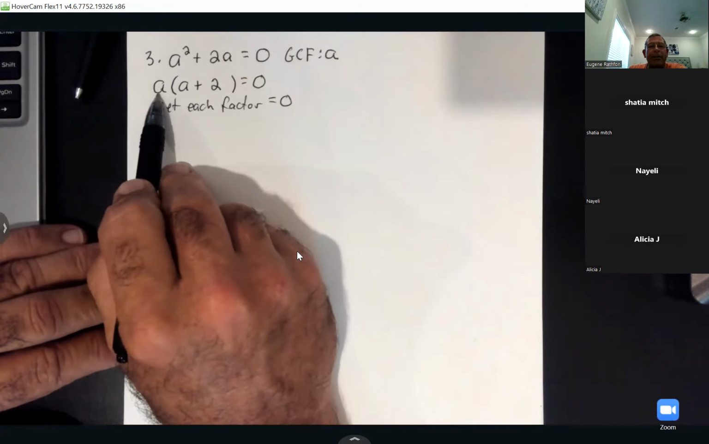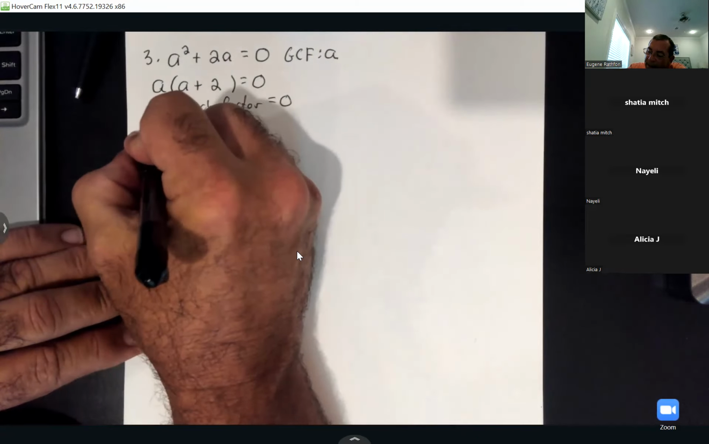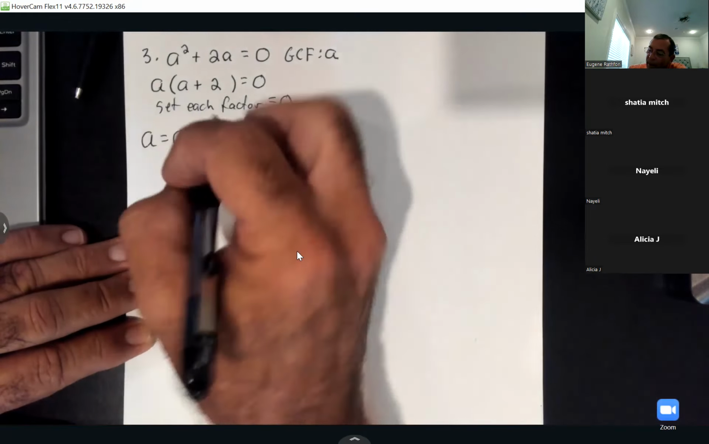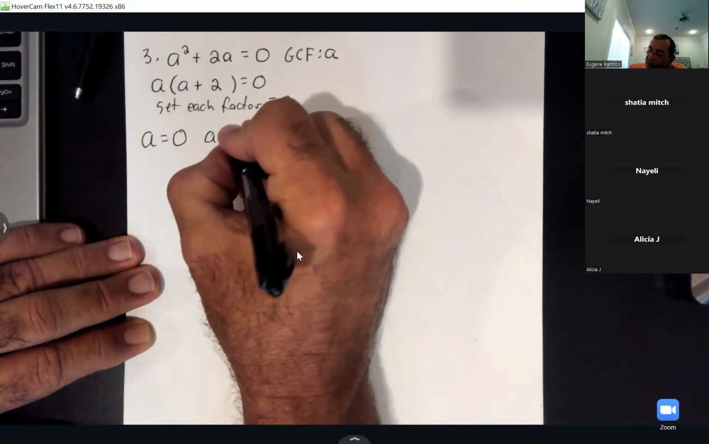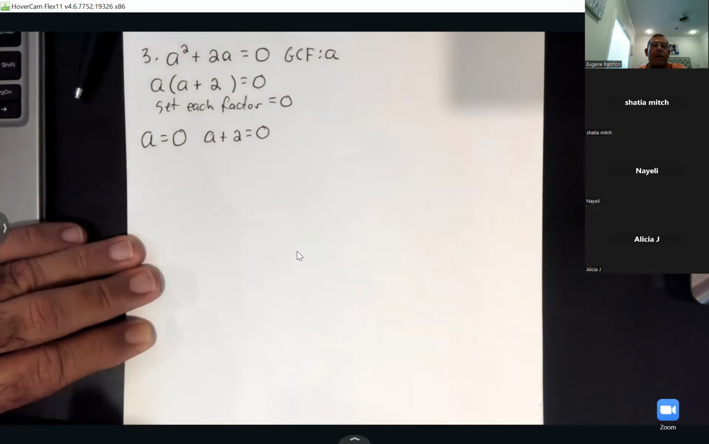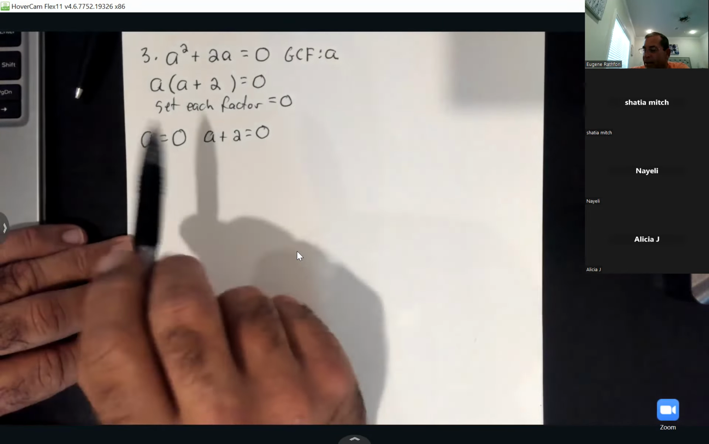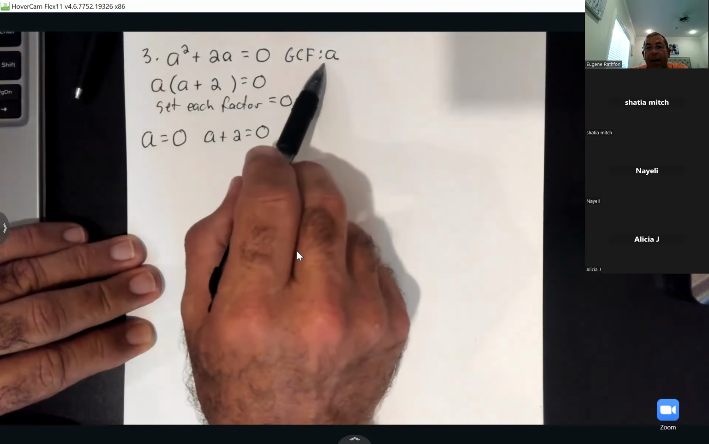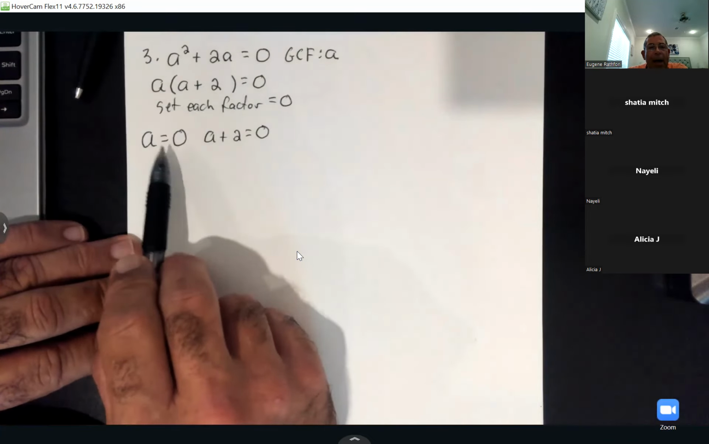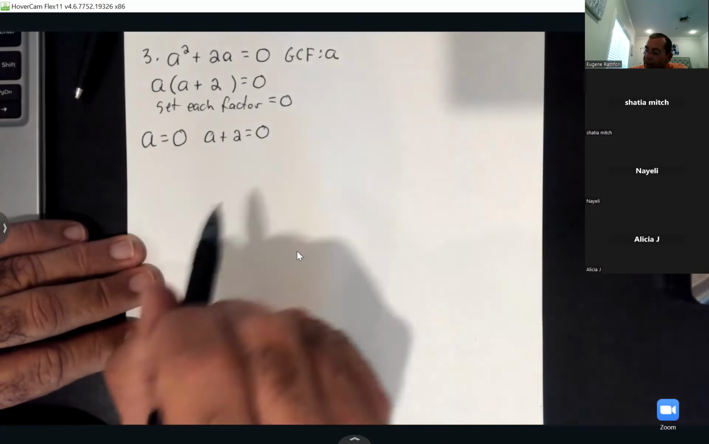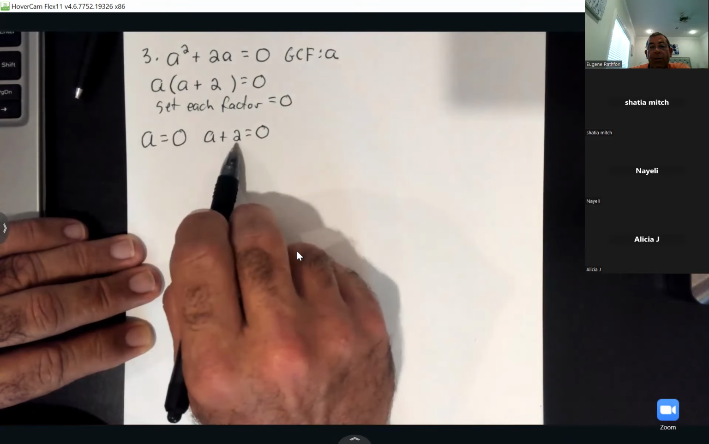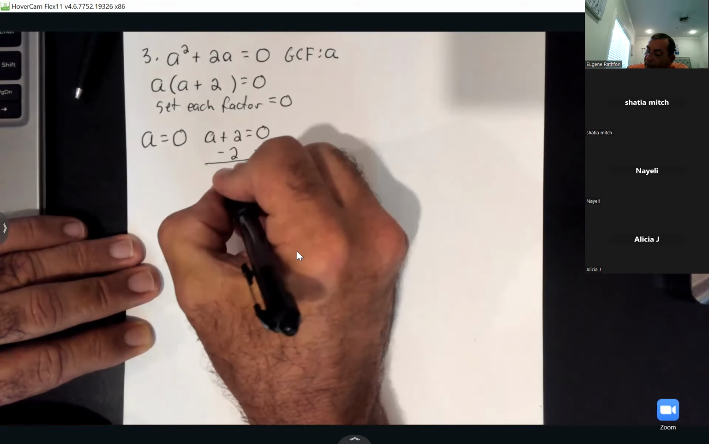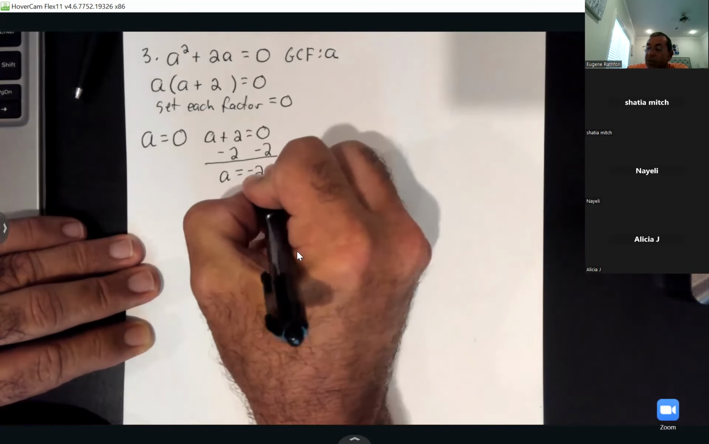Well, the only factor I got here is an A, so automatically that A is going to equal 0 no matter what. And then I put my A plus 2 equal to 0. So think about this. Anytime you factor out a variable as a greatest common factor, it is automatically going to equal 0 for that answer. Now the other one, I actually got to what? Subtract 2. And I'll end up with A equals -2.